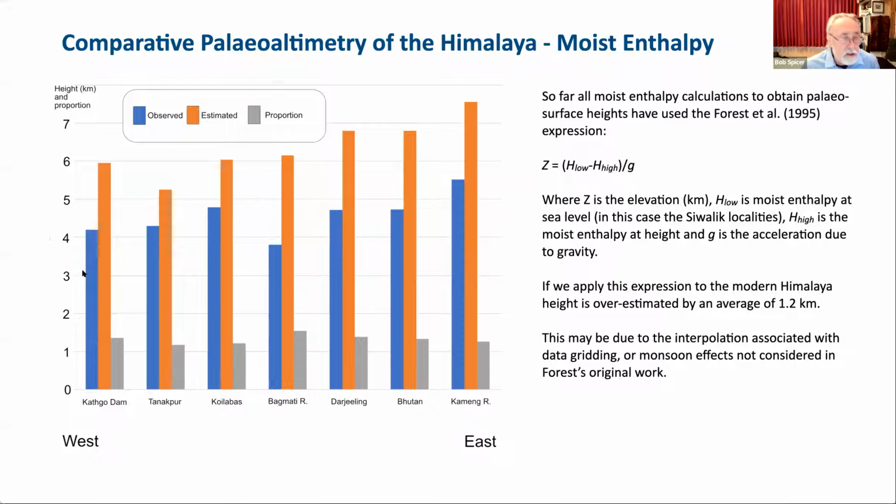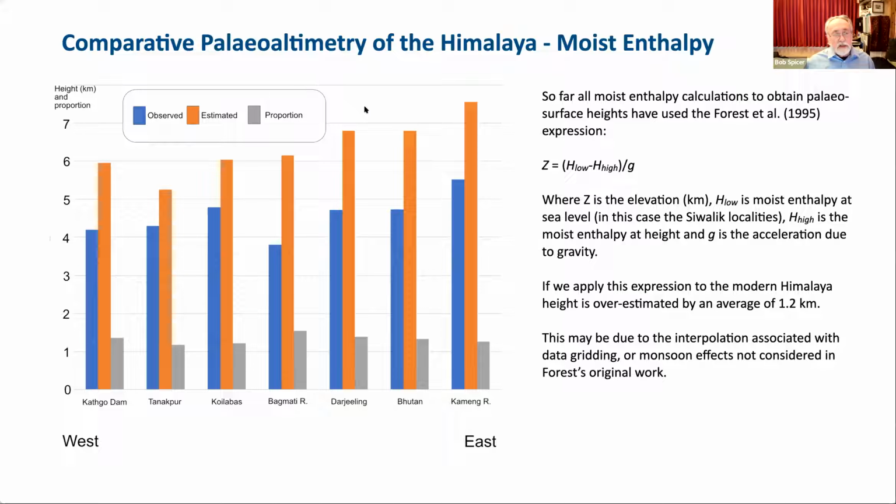The observed is shown in blue all the way along here, but the estimated using the moist enthalpy approach systematically overestimated the height difference along those transects. This is very sobering because it means that enthalpy may in fact be overestimating ancient surface heights.